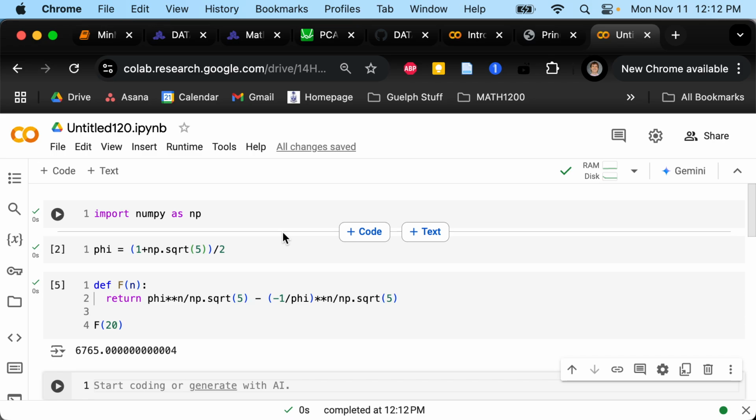Okay, the computer is rounding. This is the person who said do NumPy. They led me astray, because look, NumPy doesn't do it perfectly. NumPy only holds 8 decimal places. If you hold infinitely many decimal places, it'll be exactly 6,765. So that's good. So now we have this nice formula.